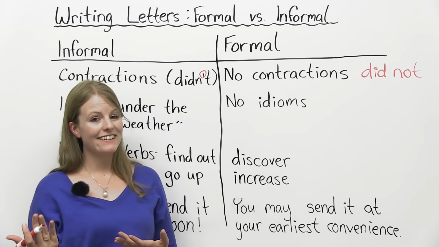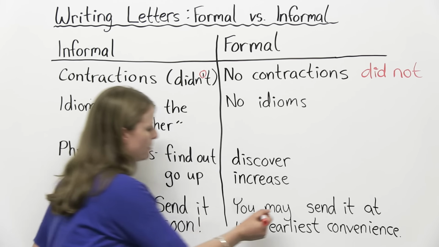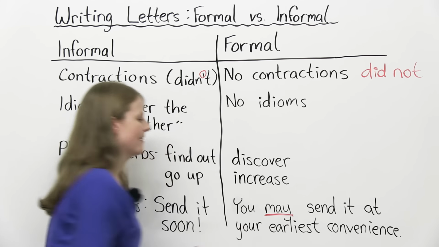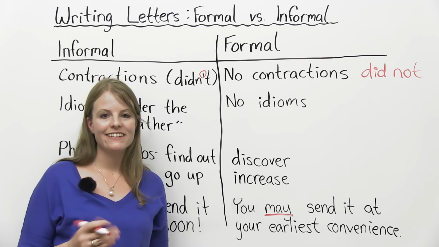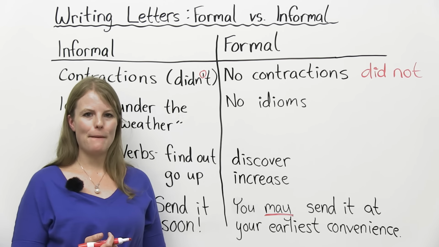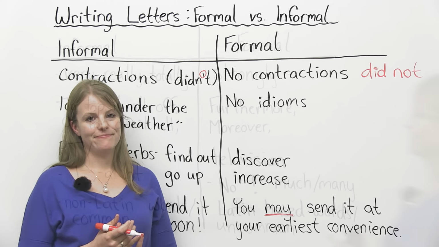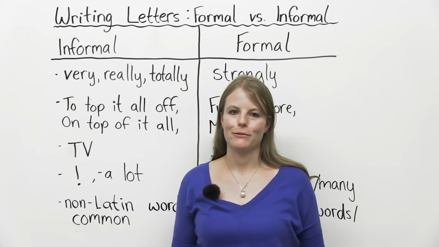It's not simple sentences, it's long, complex sentences. And you often see words like may, could, would, instead of want, can. So this is one of the main differences. All right, so what are some more examples?